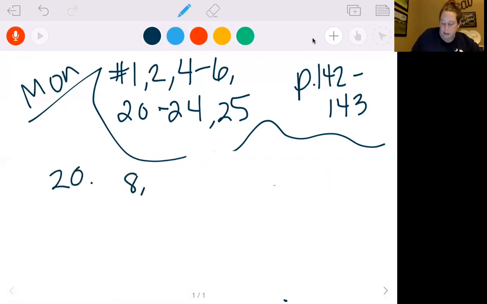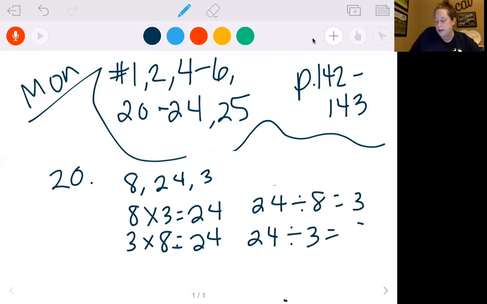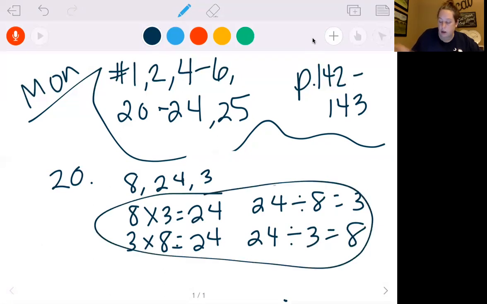They give us 8, 24, and 3. So that I know that my multiplication facts are going to be 8 times 3 equals 24, and 3 times 8 equals 24. So my division facts are going to have to be 24 divided by 8 equals 3, 24 divided by 3 equals 8. So those are all of my fact families and my related facts for those 3 numbers. So you're going to do that on 20, 21, and 22.